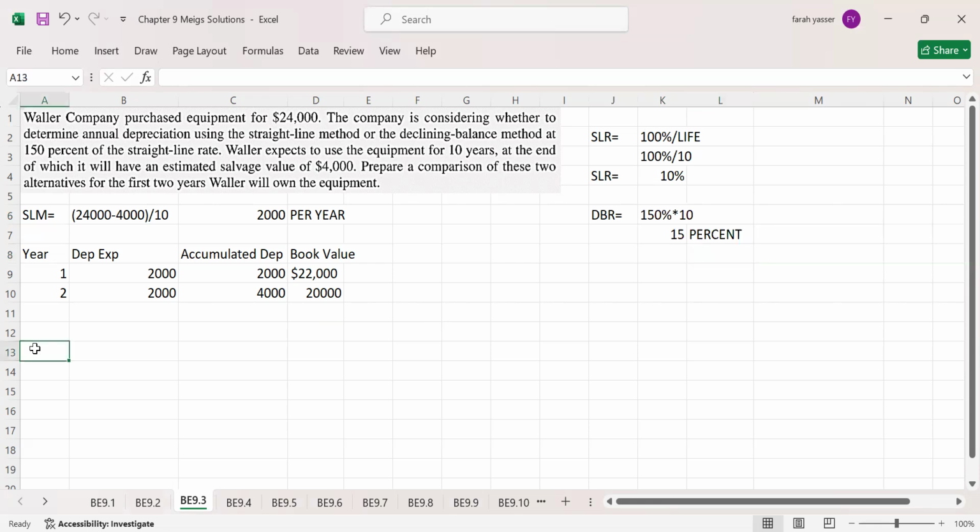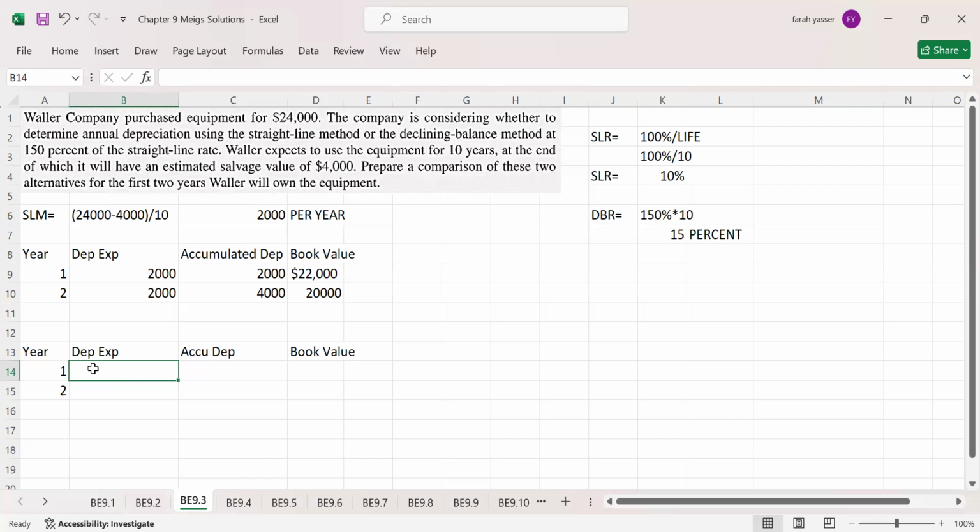Now we are going to prepare a table: year, depreciation expense, accumulated depreciation, and book value. So first year and the second year. In the first year, the depreciation will be calculated directly on the cost, because we do not have any previous depreciation. So there's no concept of book value in year one.